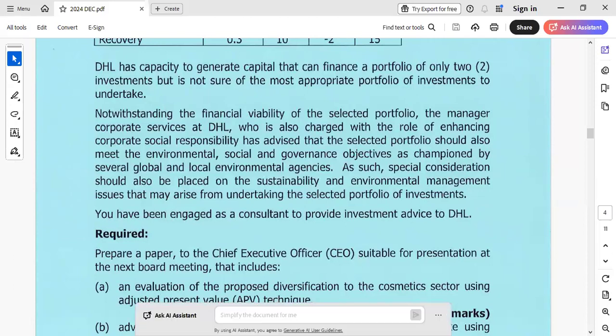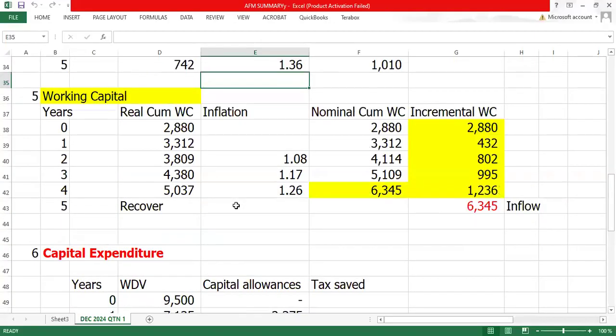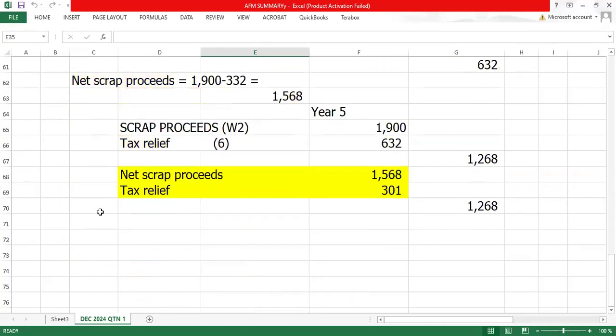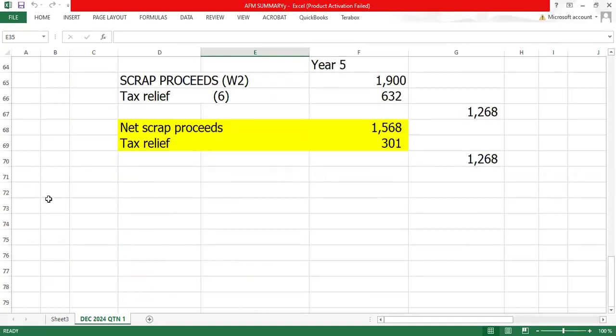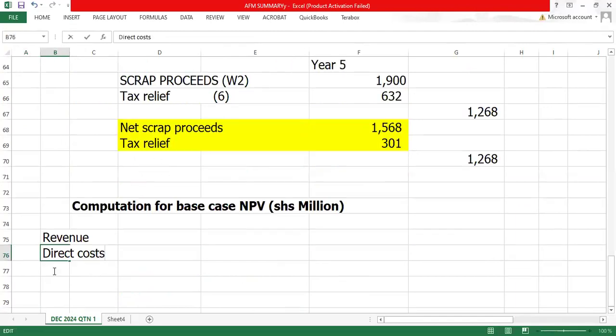So we were still handling part A, and we had done some computations up to working number 6. After working number 6, what you're supposed to do is to prepare your computation template. After direct costs, you will have the contribution. Basing on what we did, you will have the fixed costs, because we had the working for fixed costs.